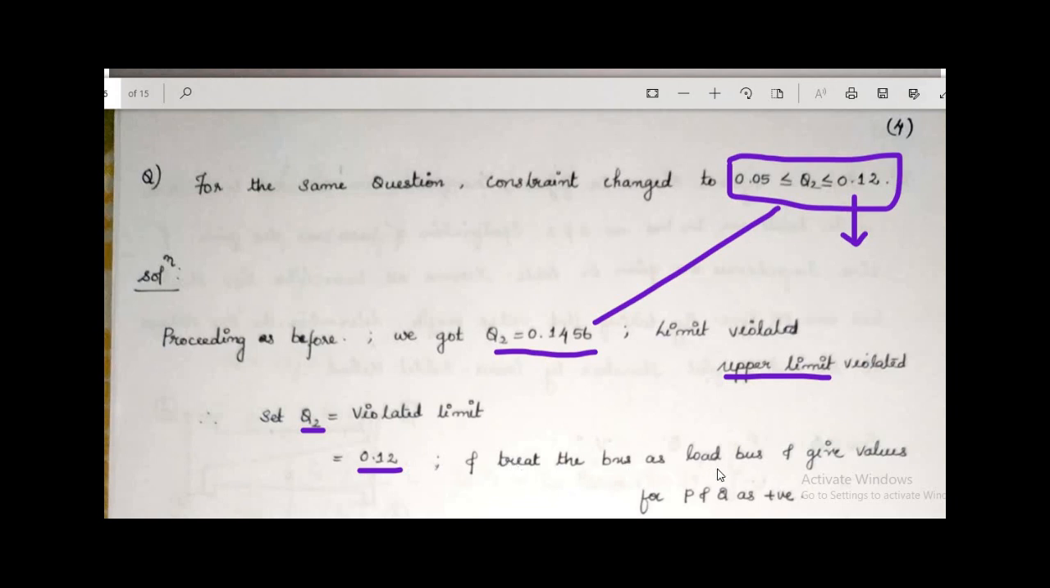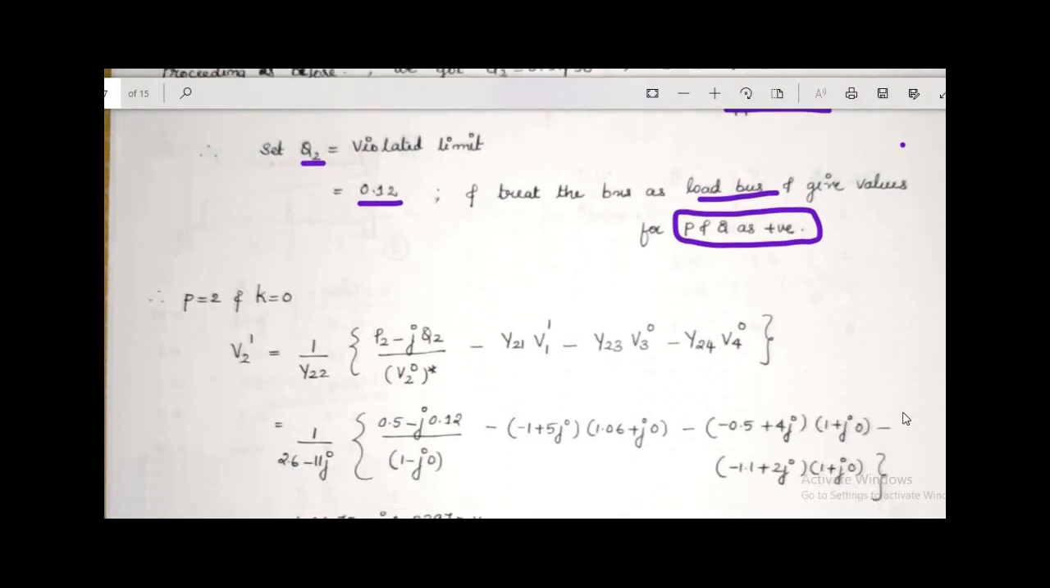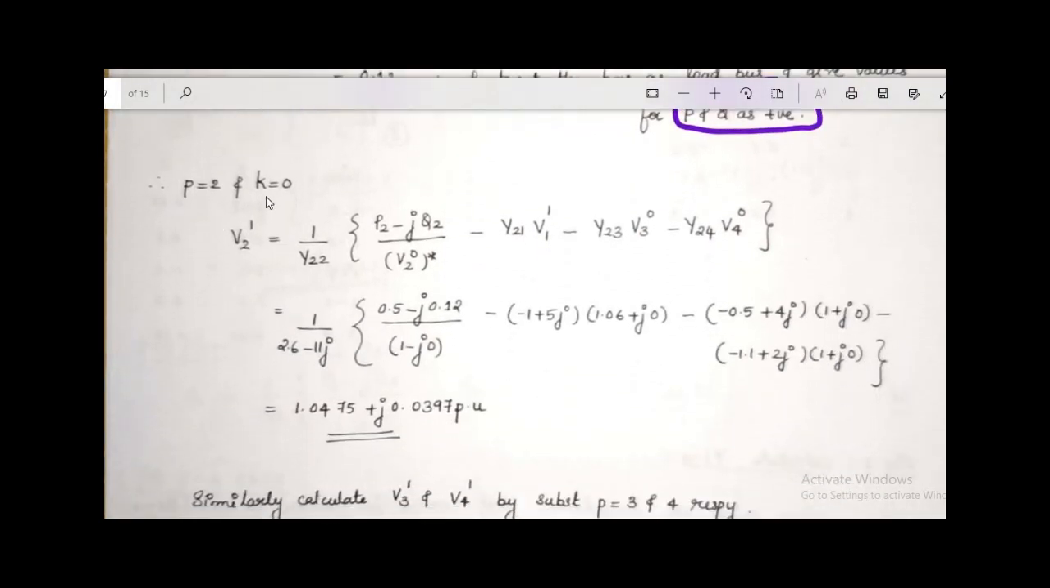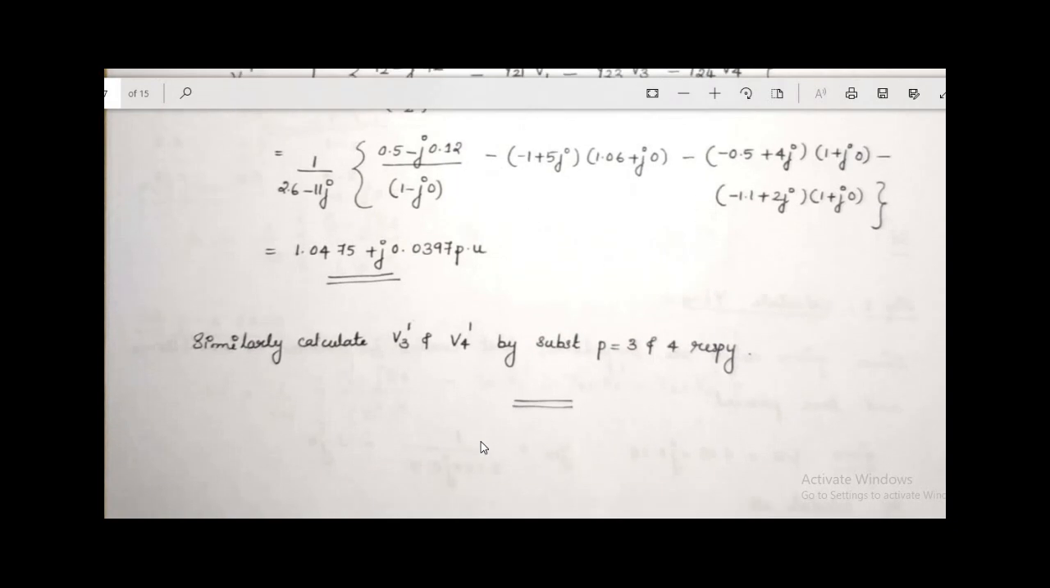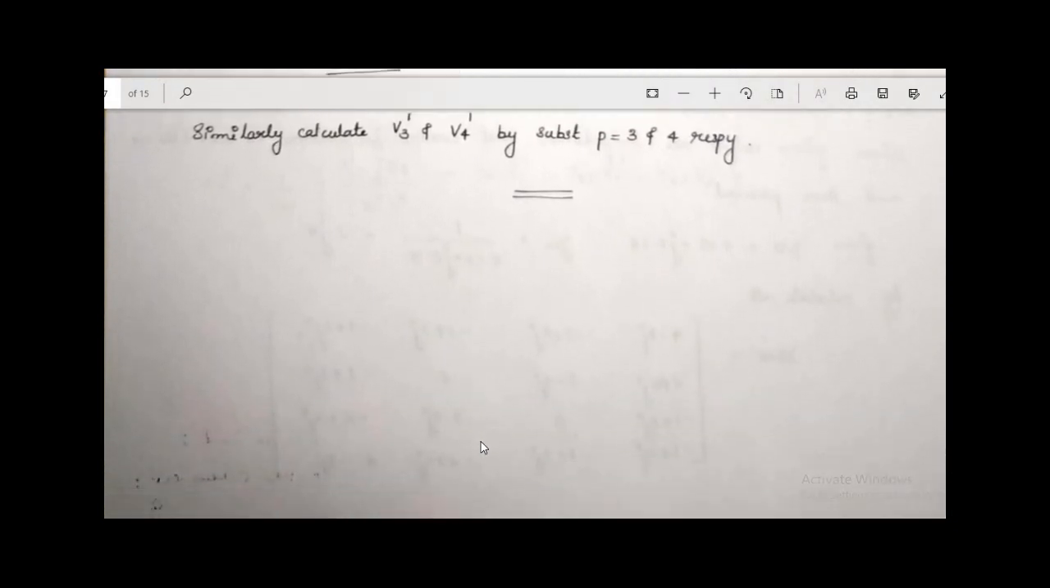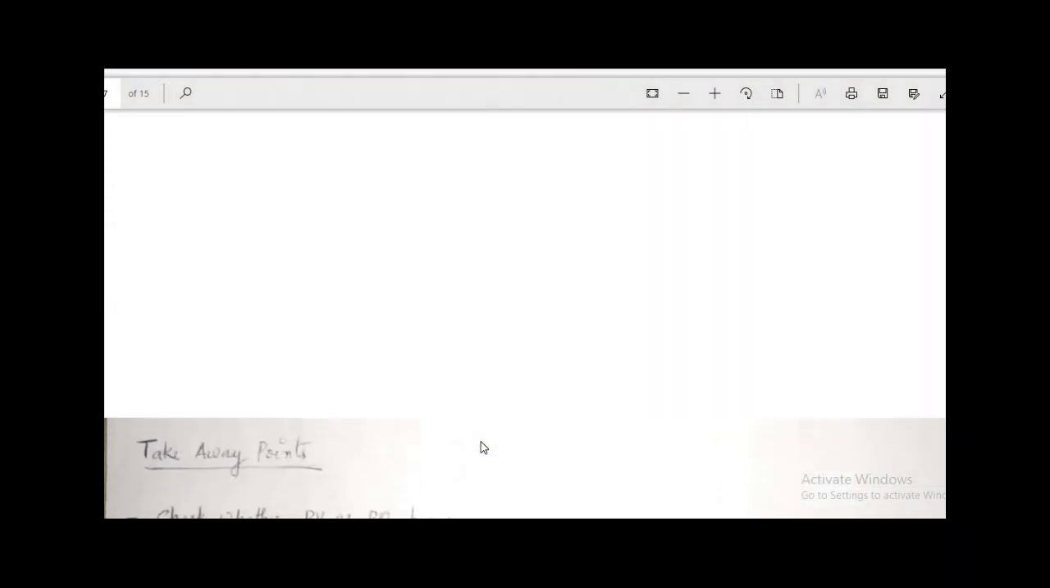We need to treat the bus as a load bus, because it cannot be treated as a generator bus since the limit is violated. Once the limit is violated, you need to treat the bus as a load bus, but P and Q will be given positive values, not negative values. Again proceeding further, calculate the value of voltage by substituting P equal to 2 for calculating the second bus voltage in the similar fashion. Similarly, V3 and V4 can be calculated by substituting P equal to 3 and 4 respectively.